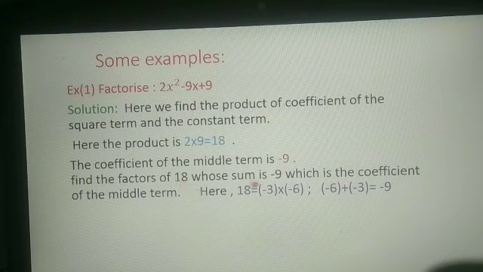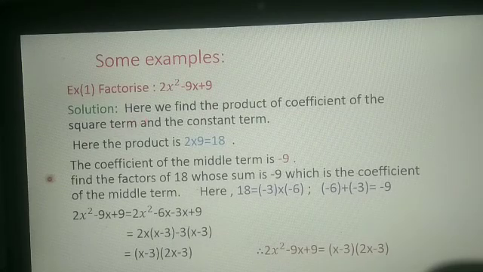The factors of 18 are 2 into 9, and other factors of 18 are 3 into 6, or minus 3 into minus 6. But here we are taking minus 3 and minus 6, because the sum of minus 3 and minus 6 will be minus 9, which gives the middle term. After that, let us solve this sum. 2x square minus 9x plus 9 is equal to 2x square minus, now instead of minus 9x, what will we keep? Minus 6x and minus 3x, plus 9.